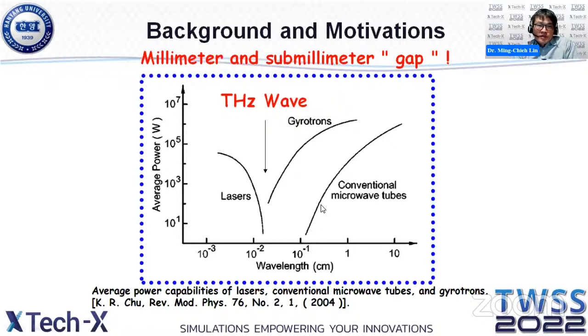So this is the well-known terahertz gap, in nature or in the limitation of our human technology. Luckily, we have gyrotrons. I did spend some years researching gyrotrons. It can barely fill this gap, but we still have a gap. We call it the millimeter or submillimeter wave gap, or simply the terahertz wave gap.